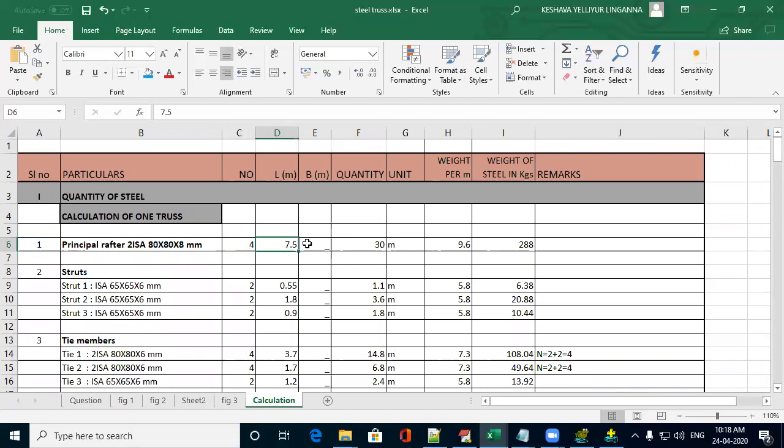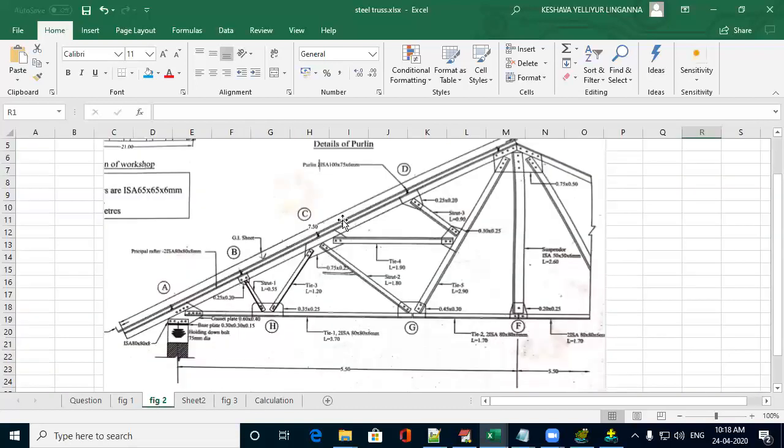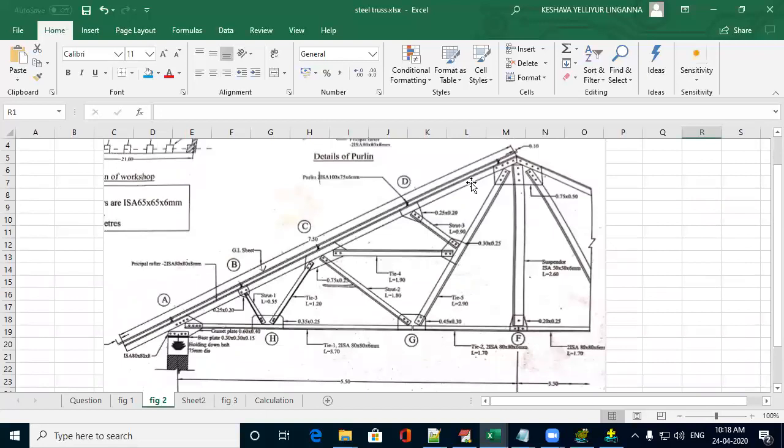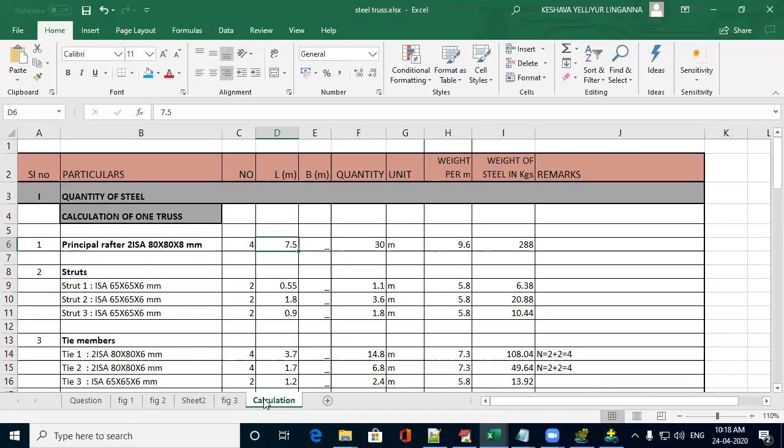The length of each rafter will be 7.5 meter. How 7.5? Here they have given the length of the principal rafter as 7.5 meter. No need of breadth here; you have to take only length. So 4 into 7.5, if you multiply, you will get 30 meter. So that is the total length of principal rafter used in one truss. Remember, we are doing the calculation for only one truss, and at the end we are going to multiply for the whole truss.